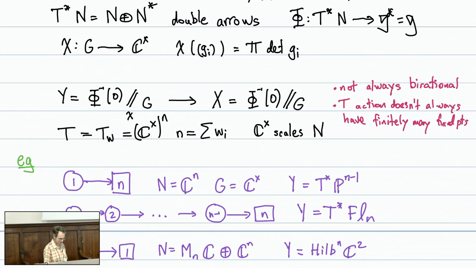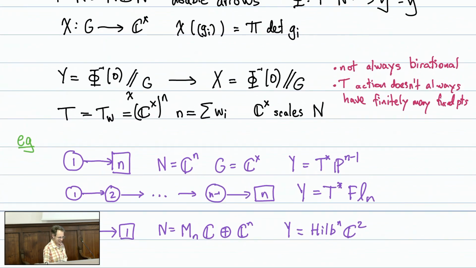Okay. Let's look at some examples. So here are 3 basic examples. Let me give them numbers so it's easier: 1, 2, and 3.